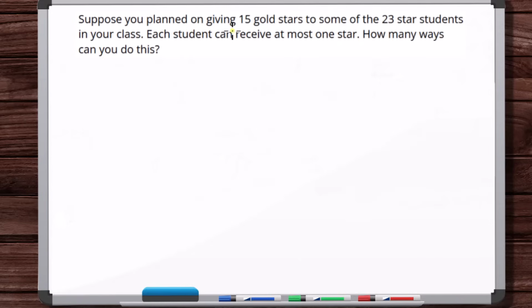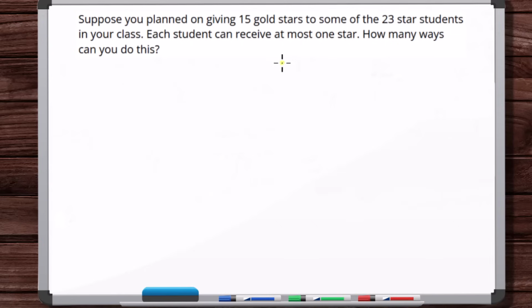Suppose you planned on giving 15 gold stars to some of the 23 star students in your class. Each student can receive at most 1 star. How many ways can you do this? Okay, so it looks like we can just use combinations with repetition because the students are unique, right? They're different. The stars aren't.